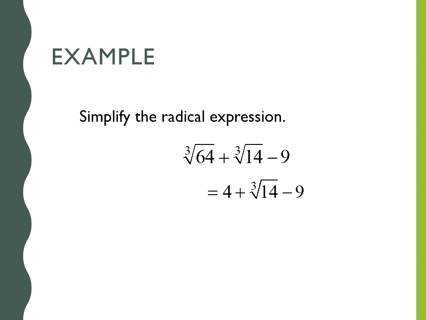Okay, notice how there are no more radicals, but I still have like terms. I have 4 and negative 9. So I can combine 4 and negative 9, and that makes negative 5 plus the cube root of 14. And you are done. Can't go any further, can't simplify any more than that. So that is your answer.